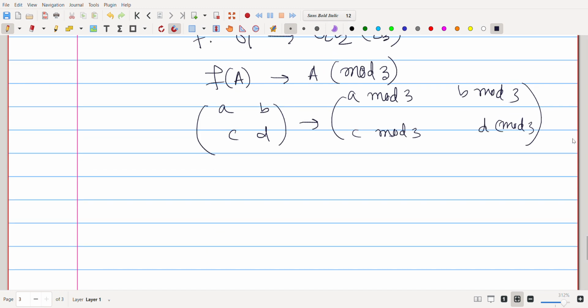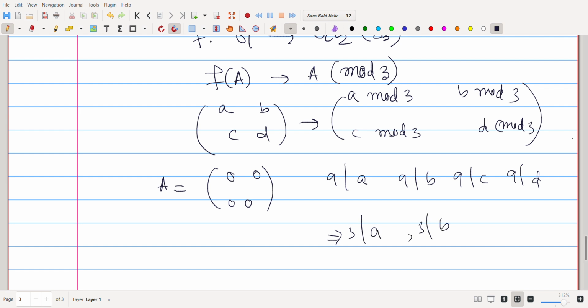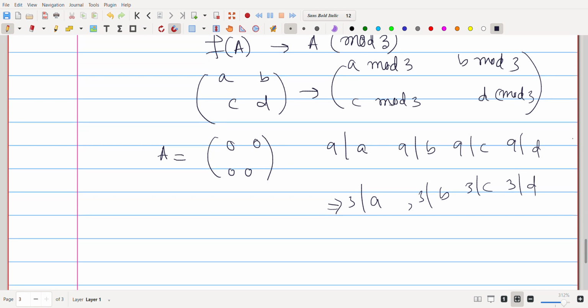Why is this map well defined? Because if a matrix is 0 here, that will imply that 9 divides a, b, c, d, and that will imply 3 divides a, b, c, d. That means 0 goes to 0, which implies that this is well defined. And clearly this is a homomorphism. You can just check, this is clearly a homomorphism by definition.